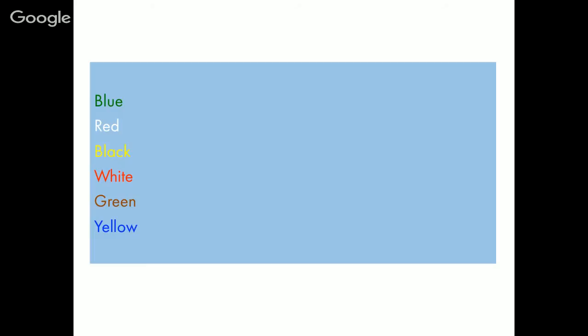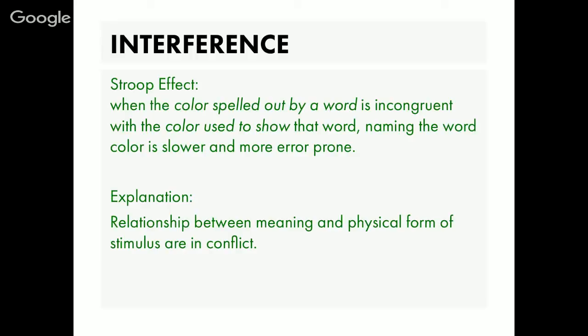All right, awesome. Thank you, Tim. All right. So I know you've seen this game before, but it's one of those fun ones that also illustrates how conflicting signals are coming in, and Tim struggling to detangle them because of the words. Now, it'd be easier if I'd put up another language that Tim didn't speak. This is interference, the Stroop effect, when a color spelled out by word is incongruent with the color used to show the word. And you can actually get tied up in this with user interfaces too. The relationship between the meaning and the physical form of the stimulus are in conflict.